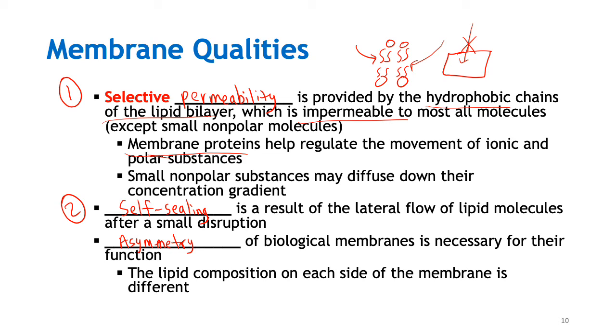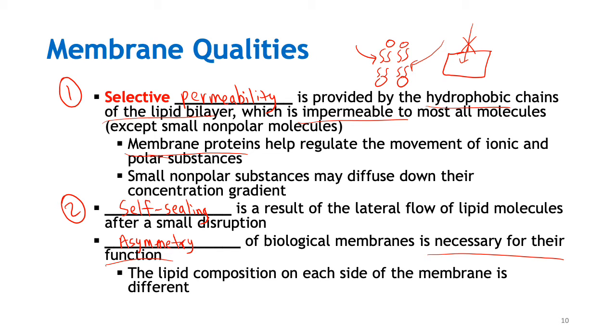And the asymmetry is actually very important. Your book says it's necessary for their function. So these membranes need to be asymmetrical, meaning they have random lipids and proteins, and cholesterol, you know, is a lipid. Proteins, these integral proteins, or these peripheral proteins and anchored proteins, and these glycoproteins and phospholipids, all around it, making it asymmetrical.